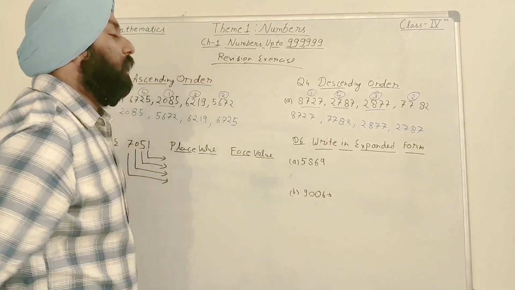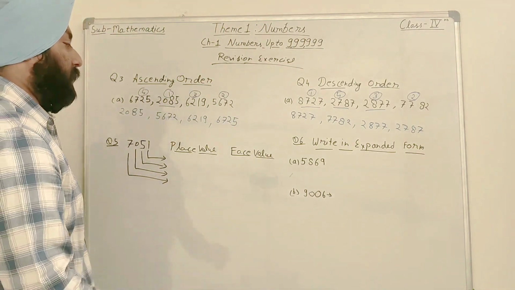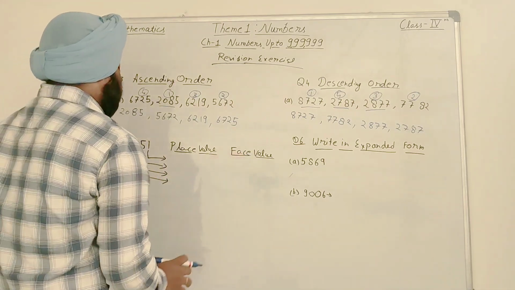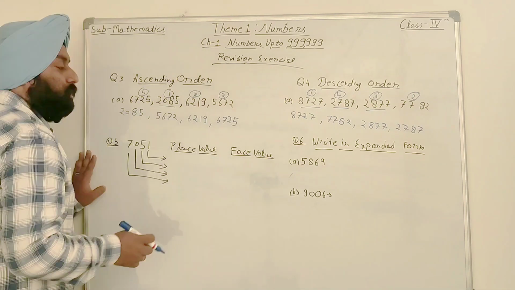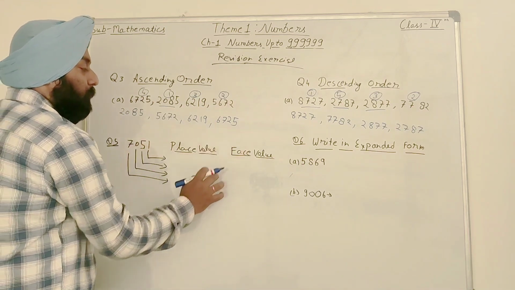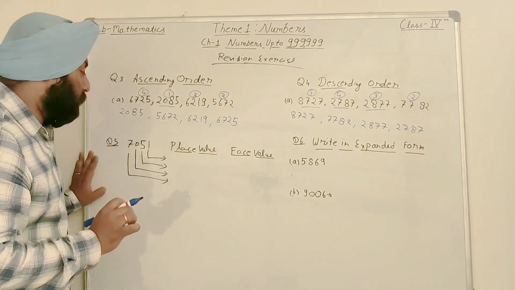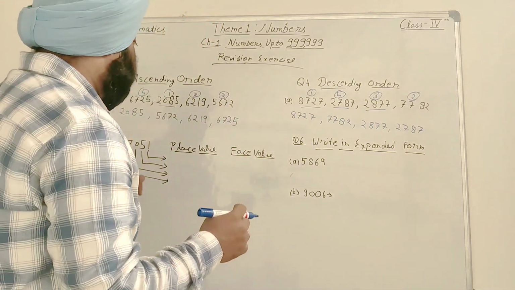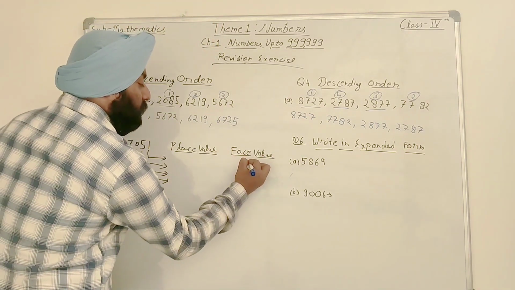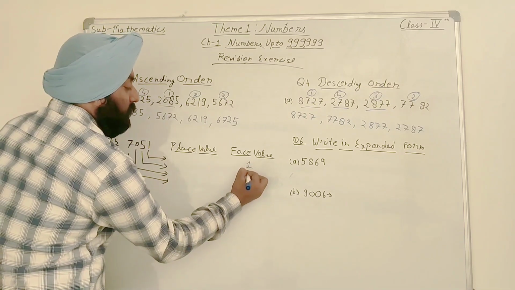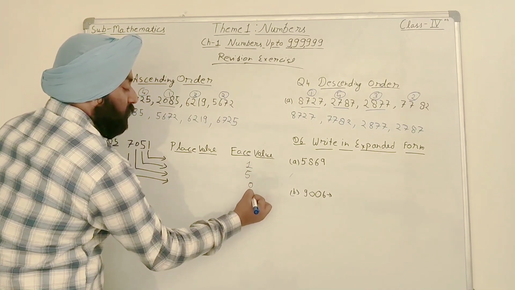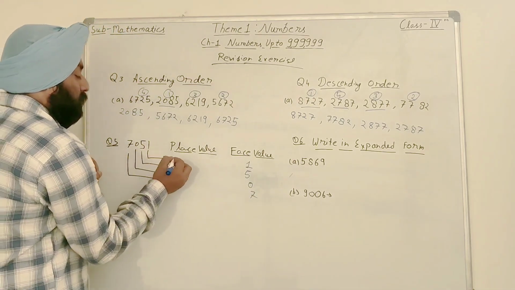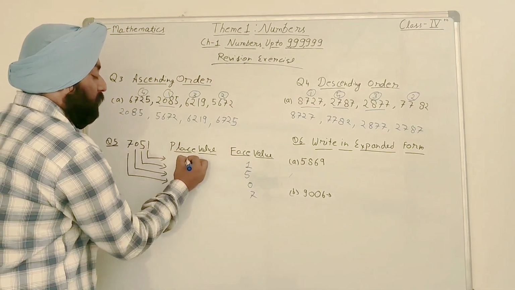Afterward, question number 5: place value and face value. What is the place value and what is face value? Face value of a number is the same as the number, and the place value is the value of the number according to the place on which that number occurs. The place value of 1 is 1, 5 is 5, 0 is 0, and 7 is 7. Place value of 1 is 1, that is, it comes on the ones place.